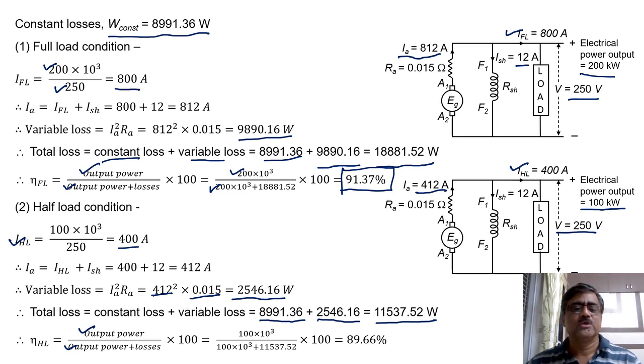Using these total losses, we can calculate efficiency at half load, which is output power upon output power plus losses. So 100 into 10 raised to 3 divided by 100 into 10 raised to 3 plus losses, that is 11537.52 multiplied by 100. So solving this, we will get efficiency at half load, which is 89.66%. So with the help of Swinburne's test, we can determine the efficiency at any load, whether the machine is working as generator or as motor.